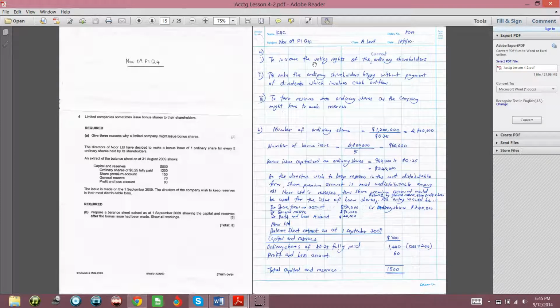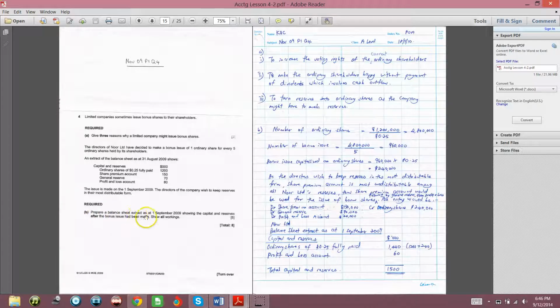So sometimes a company does this to prevent being taken over by some new investor who buys a lot of shares in the company. So we are actually protecting the current ordinary shareholders. Another reason, the same story as before: to make shareholders happy without incurring cash outflow, and to turn reserves into ordinary shares as the company might have too much reserves. This is what I have explained before.